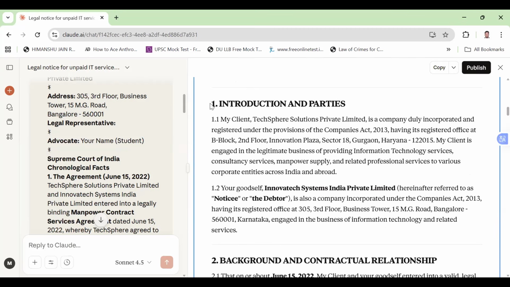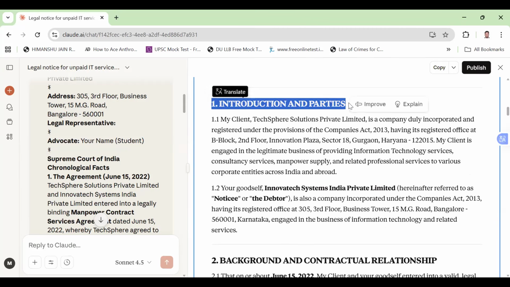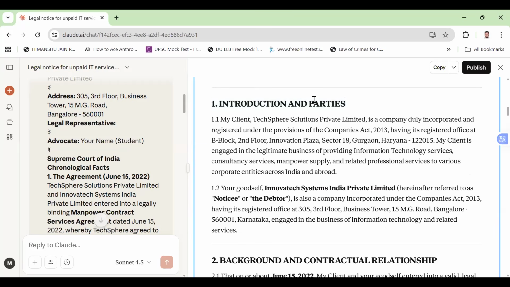So these are called the subheadings. If you want to write them down, you can, because in half of the legal notices I used to write this, and in half of the cases I generally do not, because I have already shown you that other case. I have not used this.